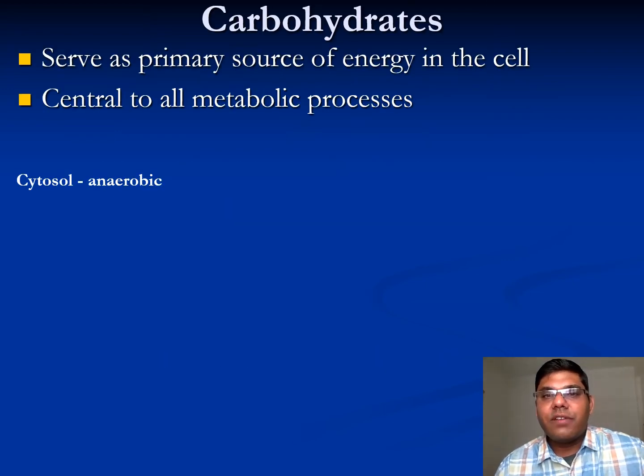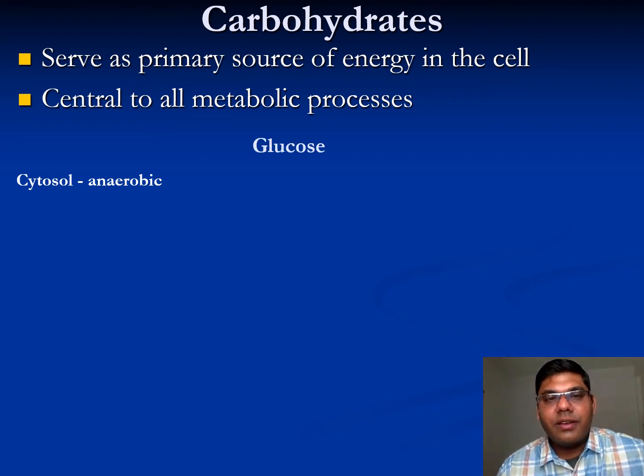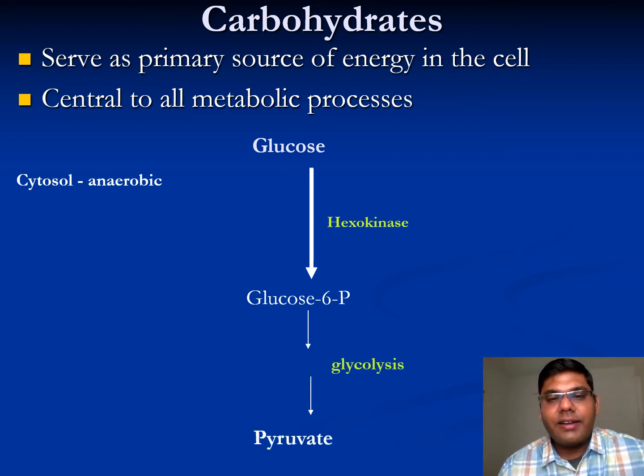Carbohydrates serve as the primary source of energy in the cell, and are central to all the metabolic processes. This is in the cytosol, where anaerobic respiration takes place, wherein the glucose gets converted to glucose 6 phosphate, and then by the process of glycolysis gets converted to a 3 carbon molecule. Because glucose has 6 carbons, the pyruvate has half of it, which is 3 carbons.